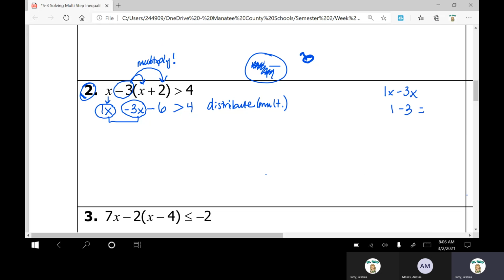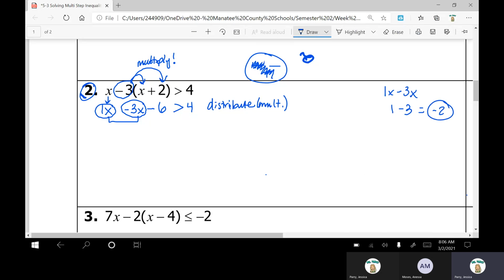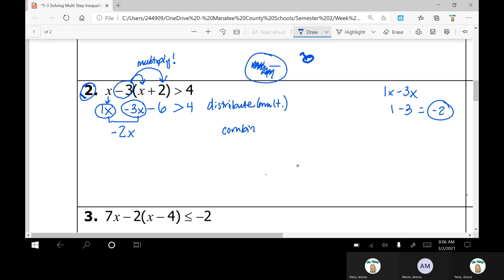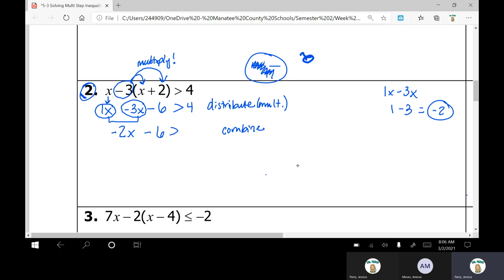Okay, so we need to know what is 1 minus 3. Well, 1 minus 3 is -2. Okay, so when we combine the 1x minus 3x, we get a -2, and then you don't forget that x. You just put the x right next to it. So that was combine like terms. And then just copy down the rest. -6 greater than 4.